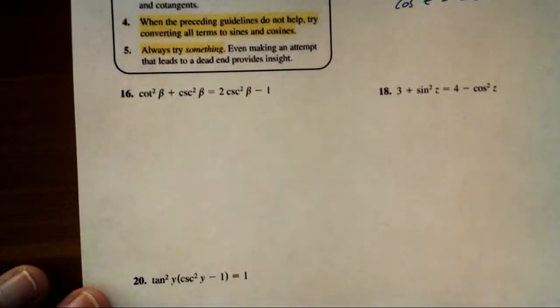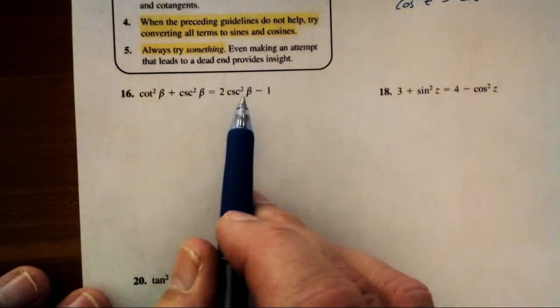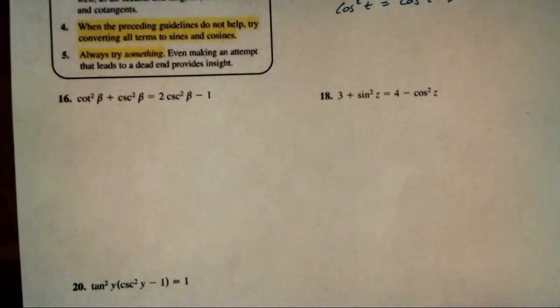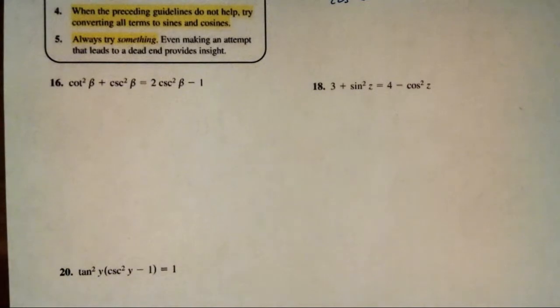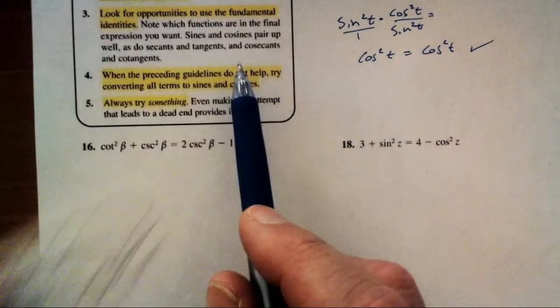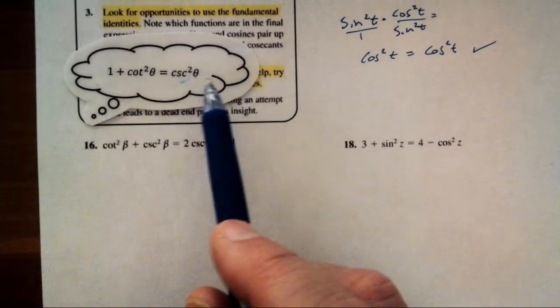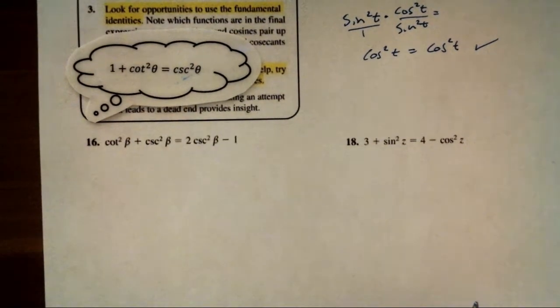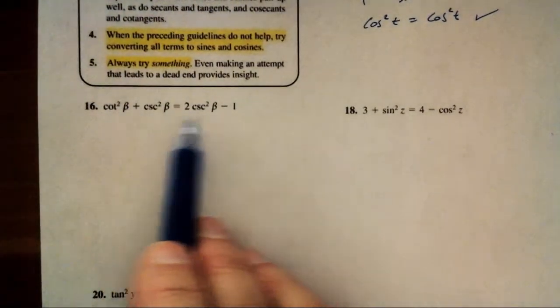Okay, now in this case, I've got cotangents and cosecants, and I've seen some people that just always reflexively put everything in sines and cosines, and we get comfortable then. Sometimes that's a good idea, but often you're just adding work. In this case, you'd be adding work. Sines and cosines go together well because of this identity right here. However, cotangents and cosecants are just as good as sines and cosines, because they live together in a Pythagorean relationship. So I like having those two trig functions together.